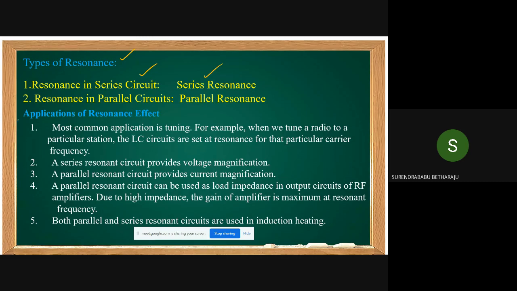Then all of you know this one, sir. We are studying this resonance. What is the use of this resonance? Yes, so many applications are there, sir.